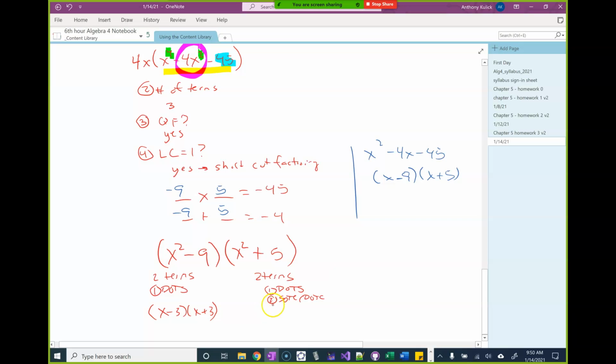Oops. We forgot about the 4x. 4x has to still be out front. Now we're done. You just carry the 4x the whole way through. Whatever you're doing, that 4x just stays out front, doesn't change, doesn't go anywhere, doesn't combine with anything.